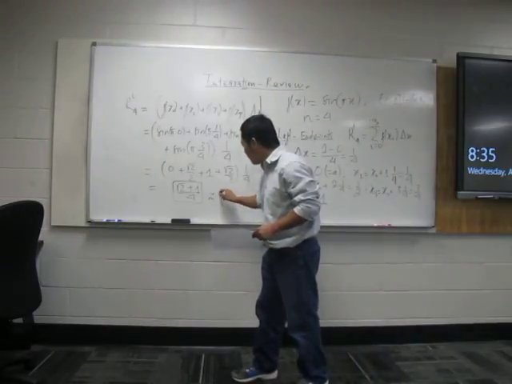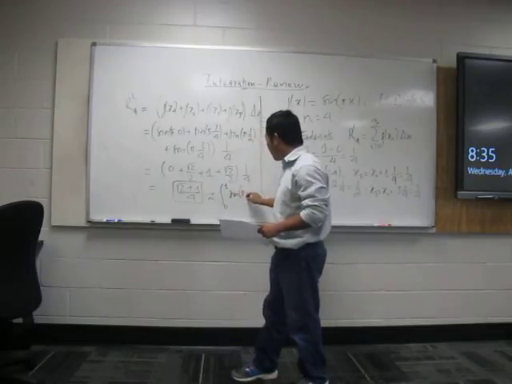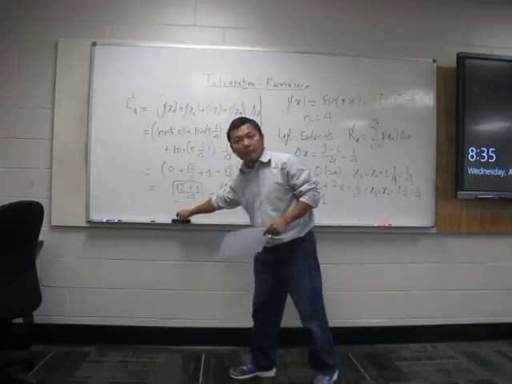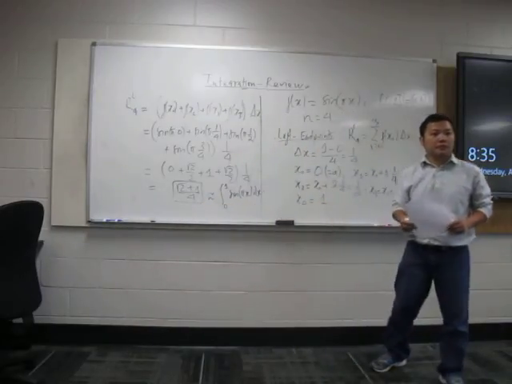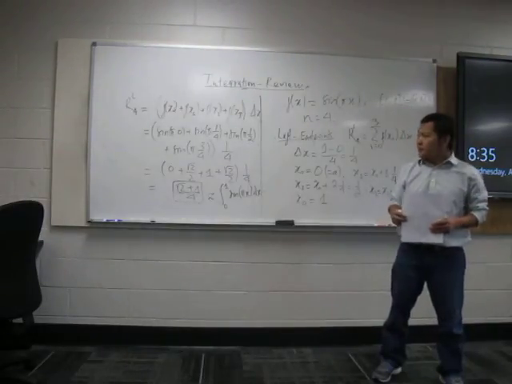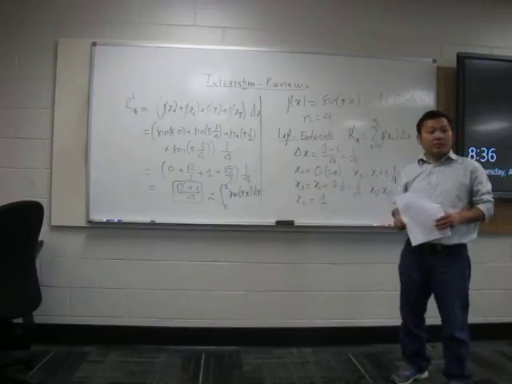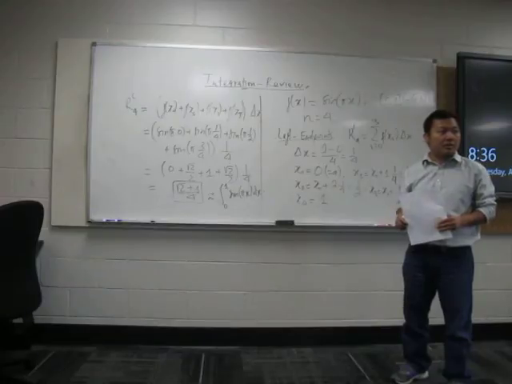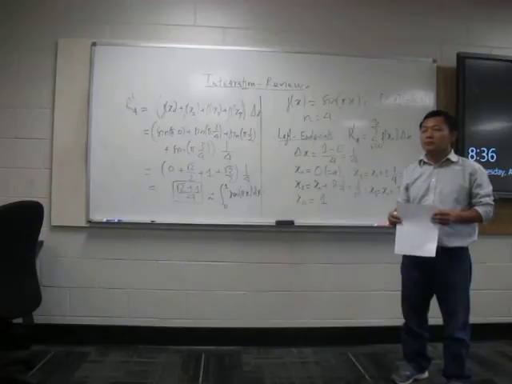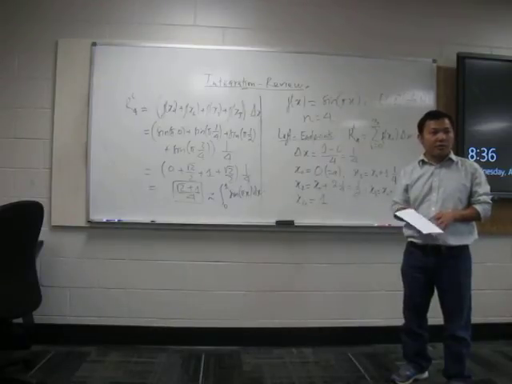And that is approximately equal to the integral from 0 to 1 of sine pi x dx, when n is equal to 4. Of course, when n is small, we might have a very big error, but that's what they ask us to do. Any question for me? So that is the fifth question.